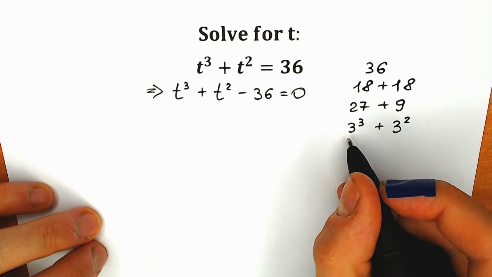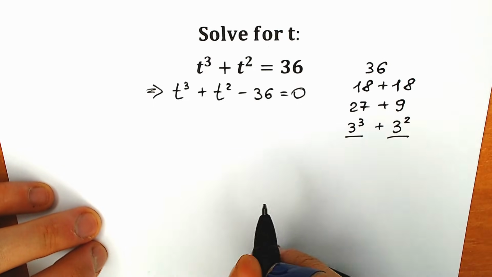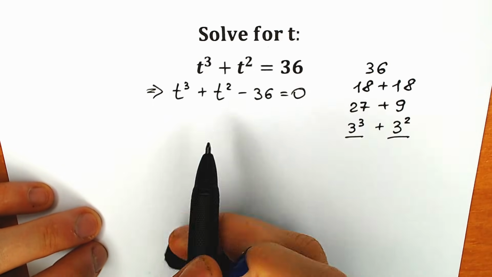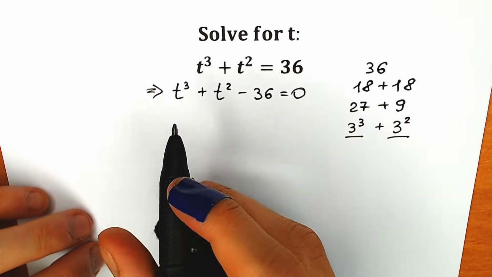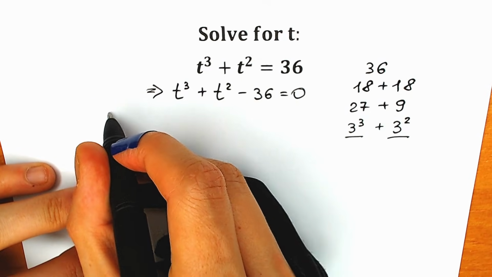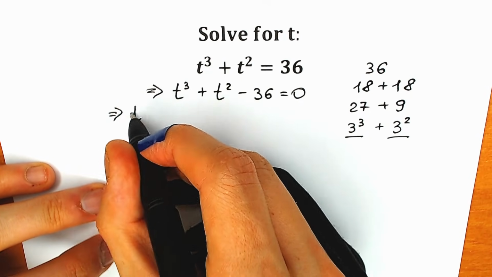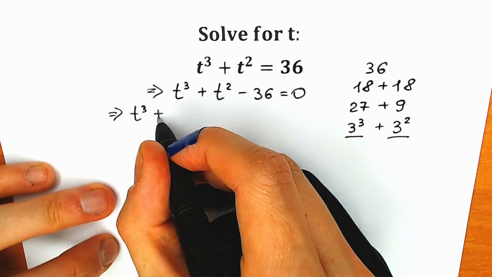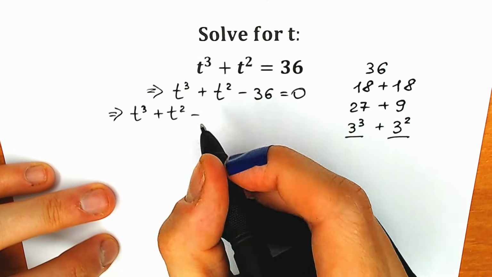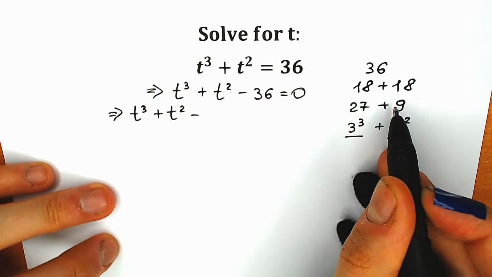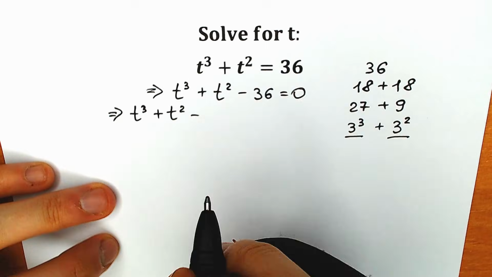So we can express it as a cube plus a square, and then we can group cubes and squares. So let's do this approach and try to solve this question in this way. We have t cubed plus t squared, and as I said before, instead of 36, we're going to plug in this one, 27 plus 9. Let's do this step by step.